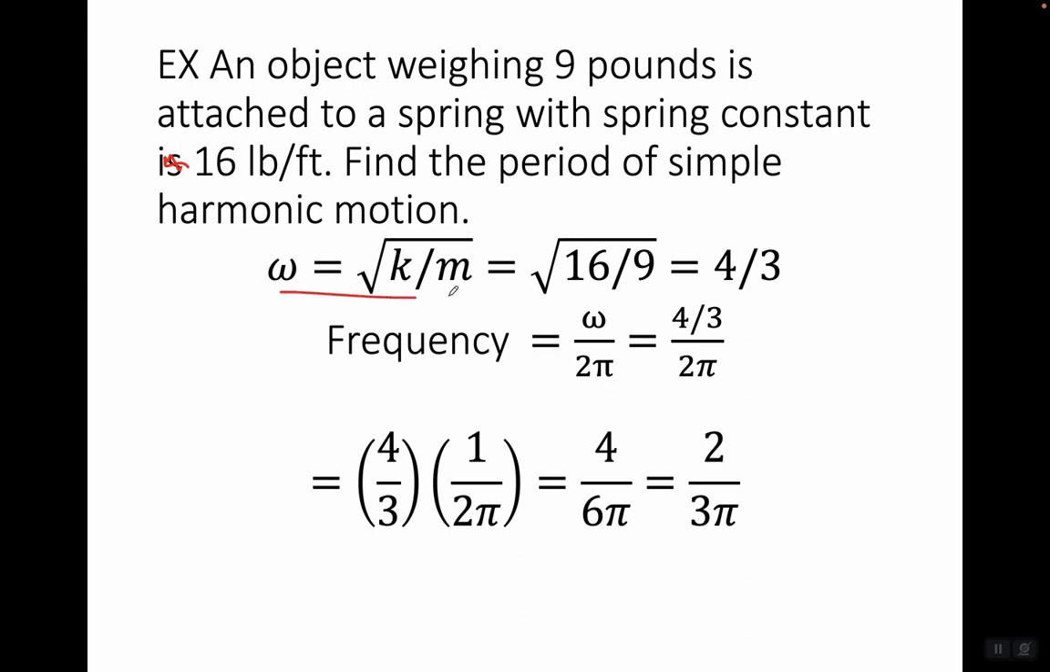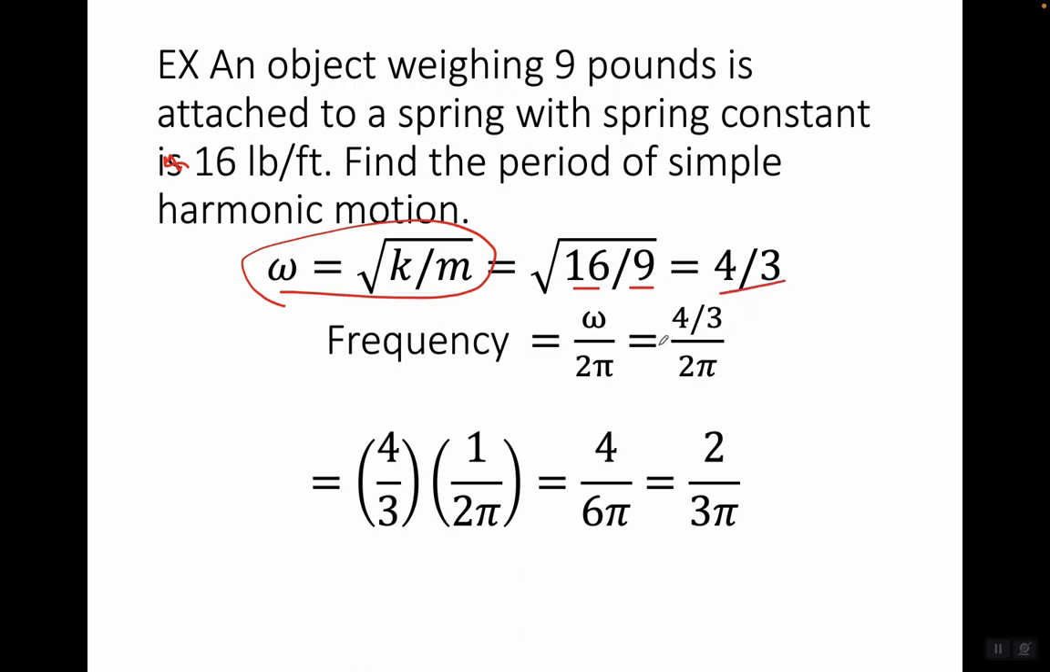We've seen this before. Omega, since it's free, undamped motion, no damping here. It's free. There's no force acting on it. Omega is square root of k over m, which in this case is square root of 16 over 9. So here we're dealing with pounds and feet. Yeah, I know it's kind of awkward, kind of antiquated actually, but that's okay. Life goes on. So we have square root of 16 over 9, 4/3.